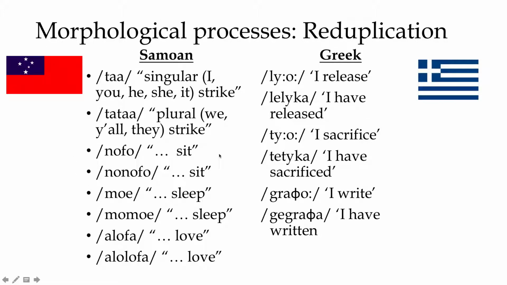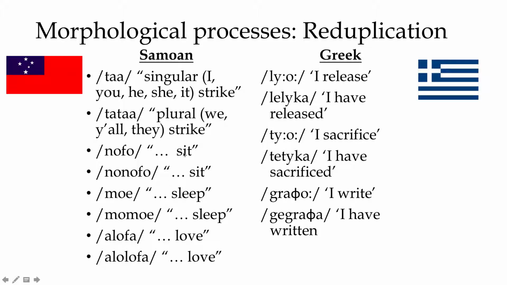Reduplication is technically an affix. I'm adding sounds. I'm not just replacing a sound, but I'm adding sounds which already appear somewhere else in the word. So ta would be I strike, or you strike, or he strikes, she strikes in Samoan. Ta-ta, where I reduplicate the first two phonemes, would be the plural version of this. Nofo would be a singular version for sit. No-nofo would be the plural version of sit. Moe would be sleep. Mo-moe would be the plural version of sleep. Alofa is the singular version of love. Alolofa would be the plural version of love.